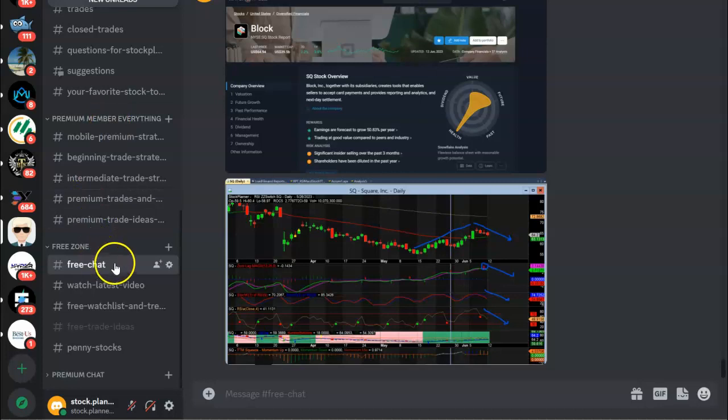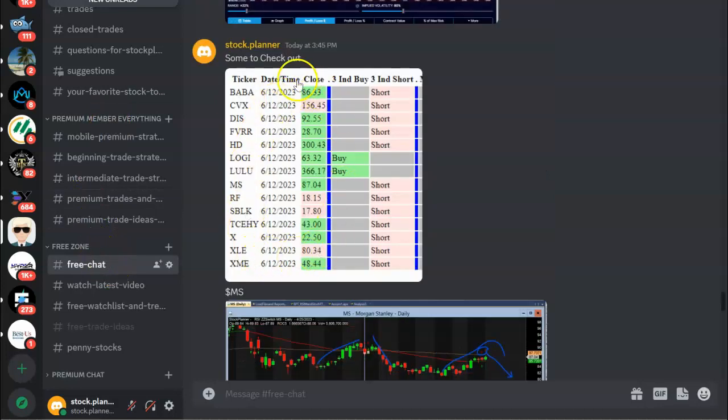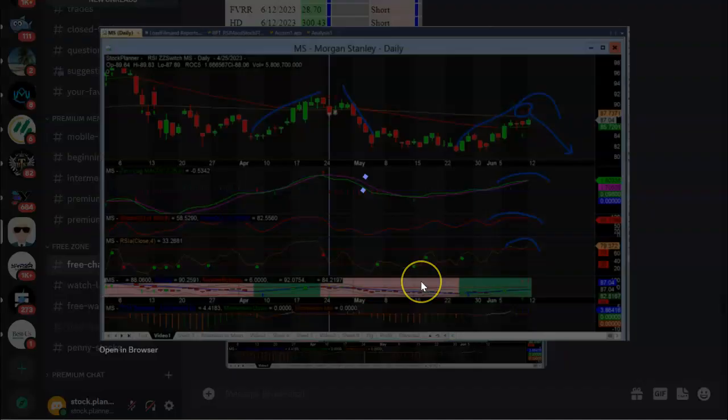So again, out of my free Discord chat, we have some trade ideas. There's some short ideas and some long ideas. This is based on the 3 indicator strategy, which is the MACD, the RSI, and the stochastics. Let me show you here.